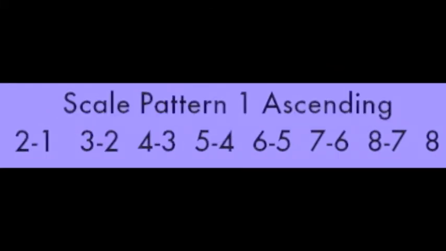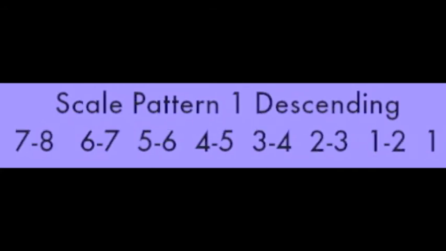And again, you don't have to play it to the track. You can, or the metronome, you can just turn the metronome off and try to understand it. So while you're playing, say the name of the interval out loud while you're playing. So you'd go 2, 1, 3, 2, 4, 3, 5, 4, 6, 5, 7, 6, 8, 7, 8. And then you would go backwards, 7, 8, 6, 7, 5, 6, 4, 5, 3, 4, 2, 3, 1, 2, 1.